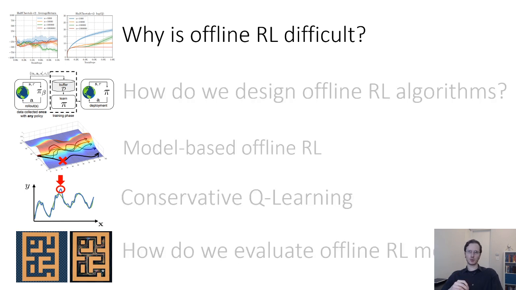All right, but let's start with the first topic. Let's talk about what makes offline reinforcement learning hard and why we can't use our standard off-policy RL algorithms to solve it.